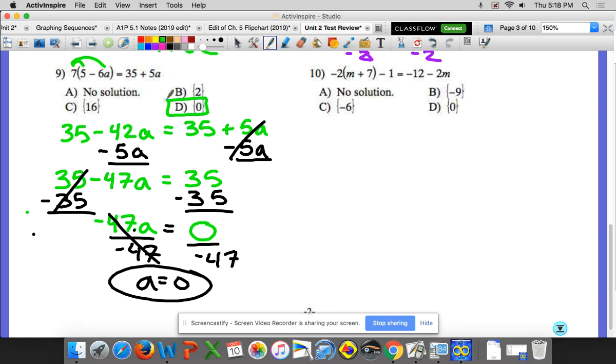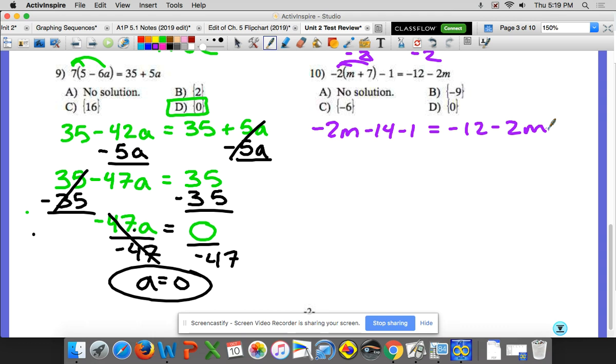All right, so for number 10, once again, we have parentheses. So at this point, we should know we got to distribute. So we get negative 2m minus 14, bring down the 1, negative 1, equals, we didn't do anything to the right side, so we have negative 12 minus 2m.